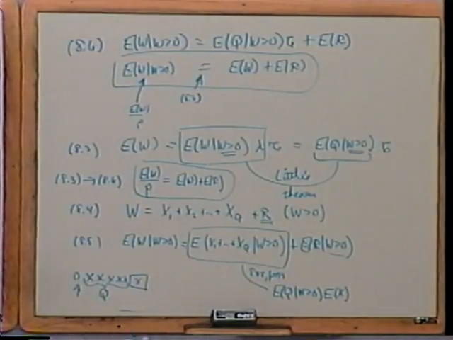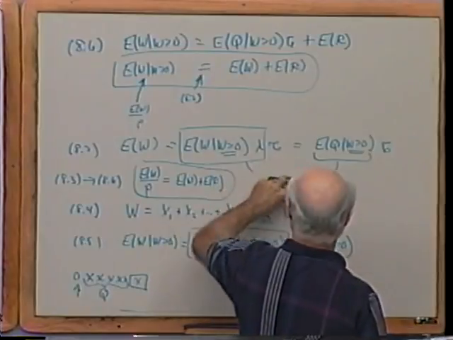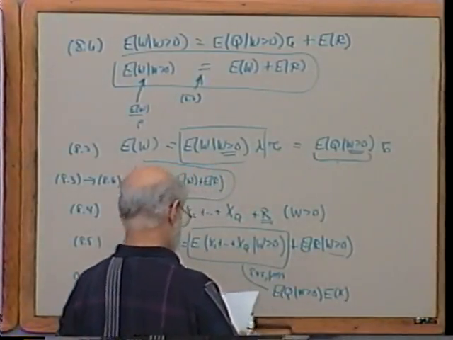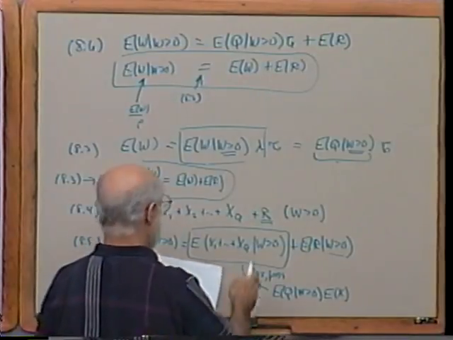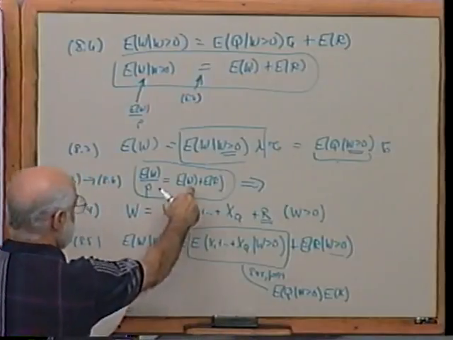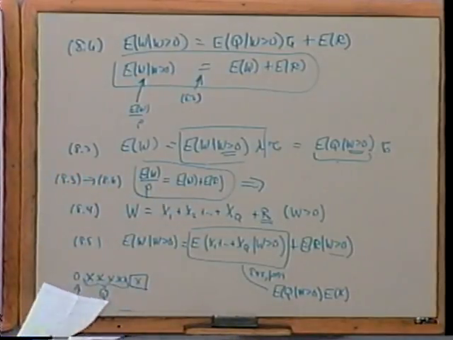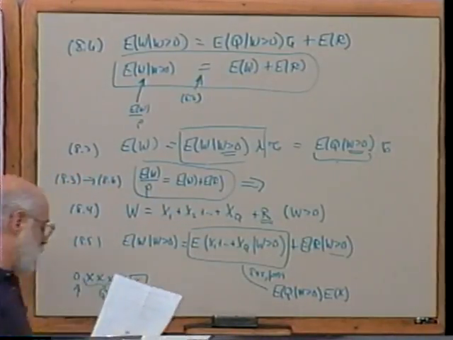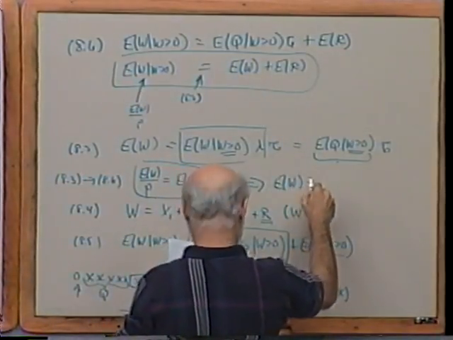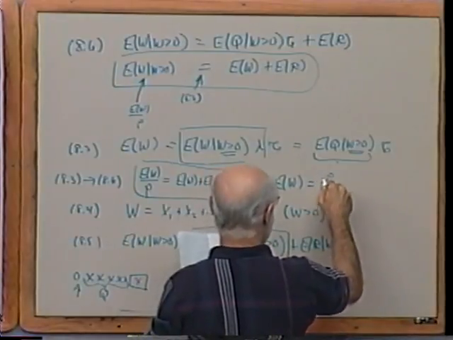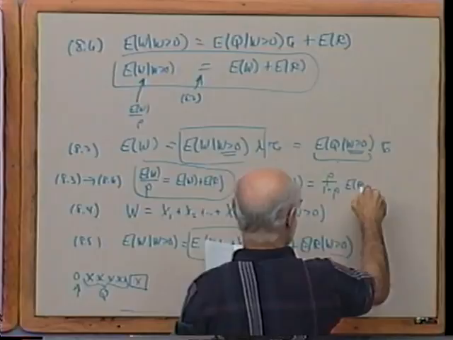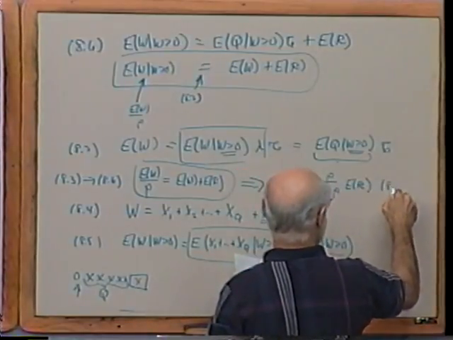From that, I can solve for EW. This implies, if I solve this for EW, I simply bring this over here and multiply through by rho, either way I want to look at it. That implies that EW is equal to rho over 1 minus rho times E of R. And that's equation 8.10 in the text.